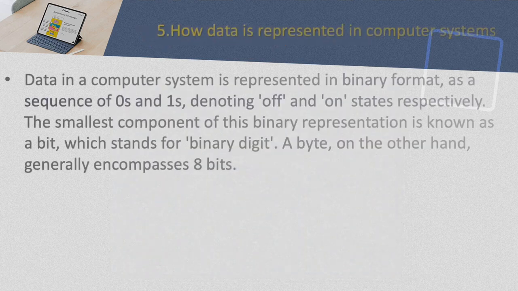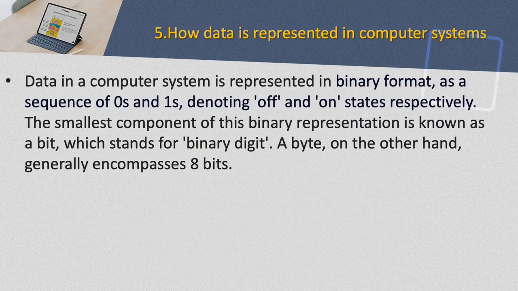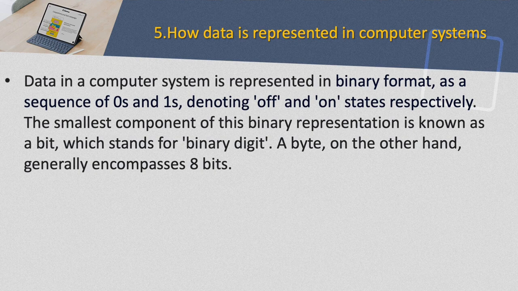Data in a computer system is represented in binary format as a sequence of zeros and ones, denoting off and on states respectively. The smallest component of this binary representation is known as a bit, which stands for binary digit. A byte, on the other hand, generally encompasses 8 bits.